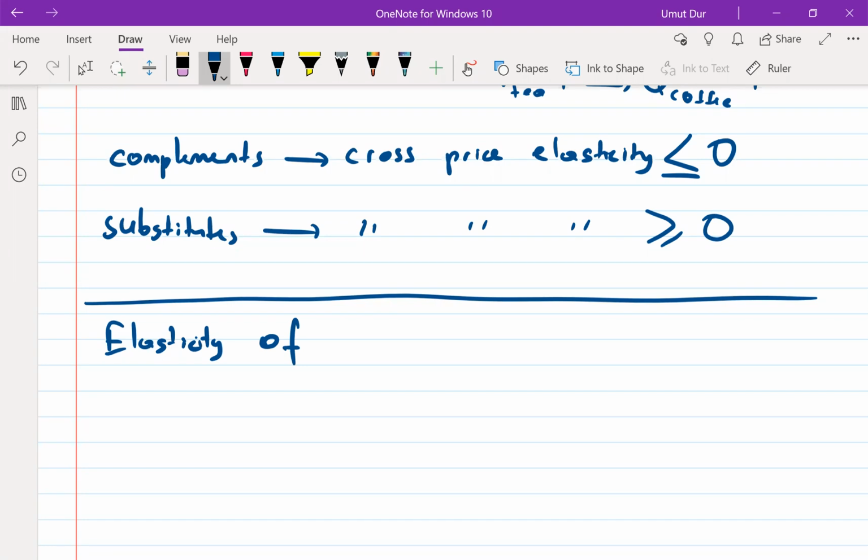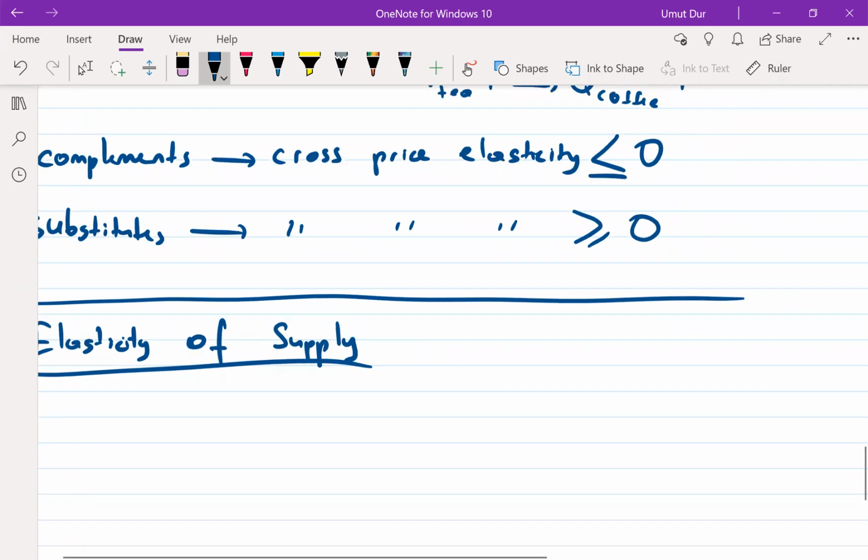Do you have any guess at what we will look at next? Elasticity of what? We have done everything for demand. Then the next thing to do is elasticity of supply, exactly. And we will be using similar things here.